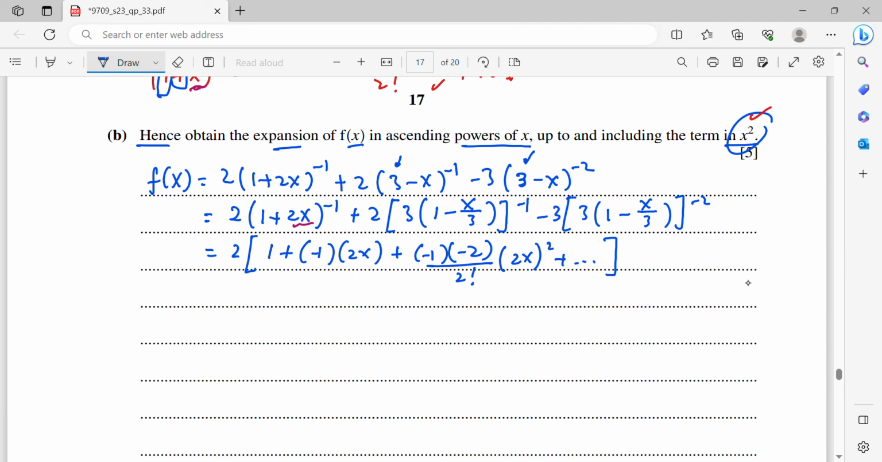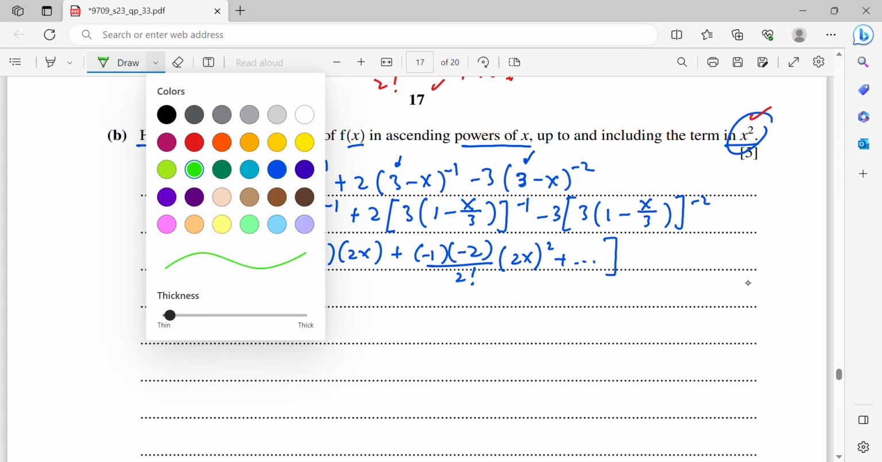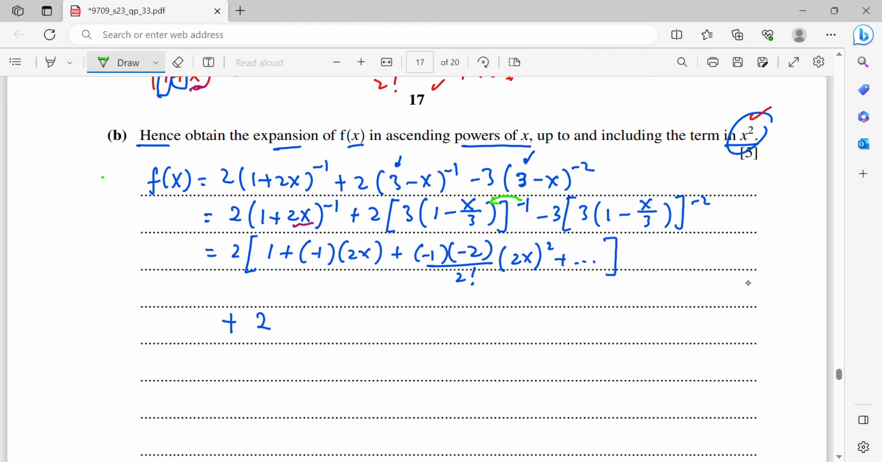Then for the next one is plus 2. Now, be careful with this. The minus 1 will bring into both of the terms. So when you consider degree minus 1 of 3, that is actually 1 over 3. So I will write 1 over 3.